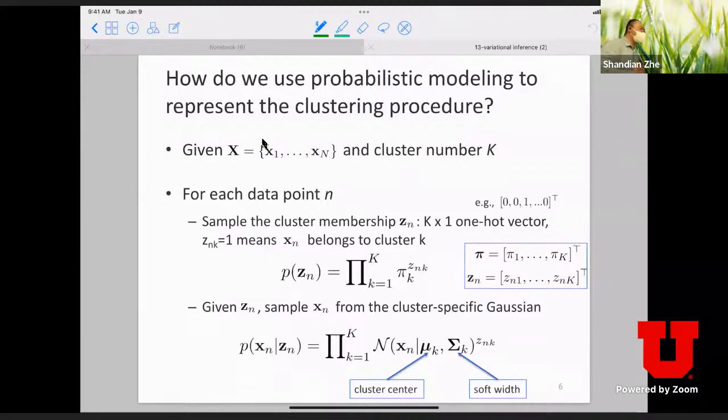So now, an interesting question is how can we model the clustering procedure in a probabilistic framework? Our setting is still the same as the standard clustering setting. Suppose we are given big N data points, and we pre-specify the cluster number k.